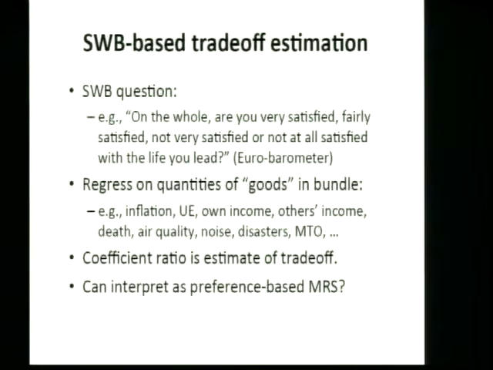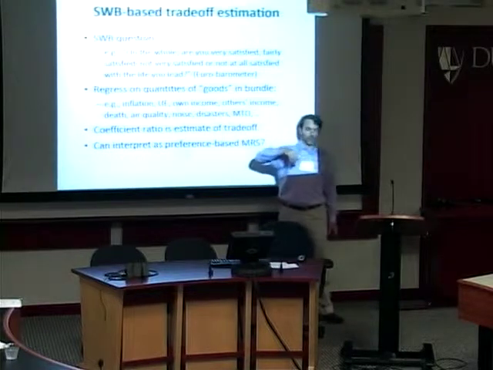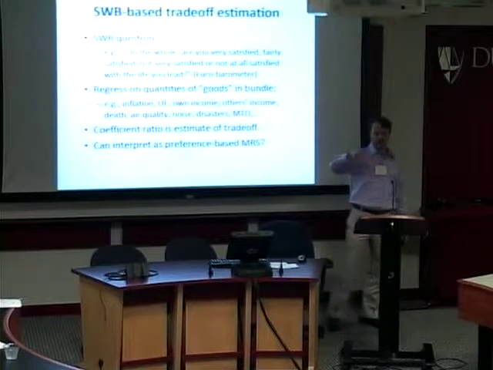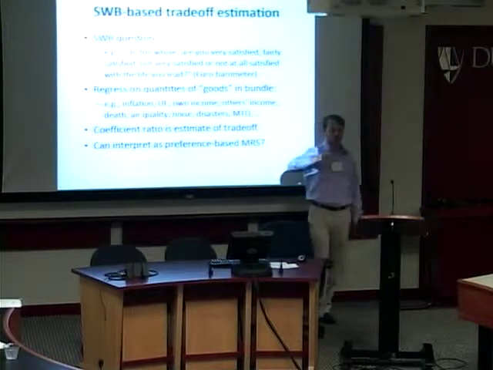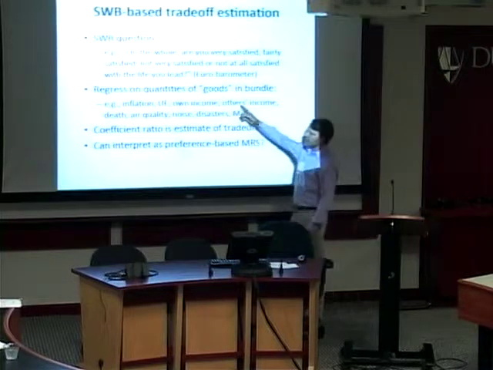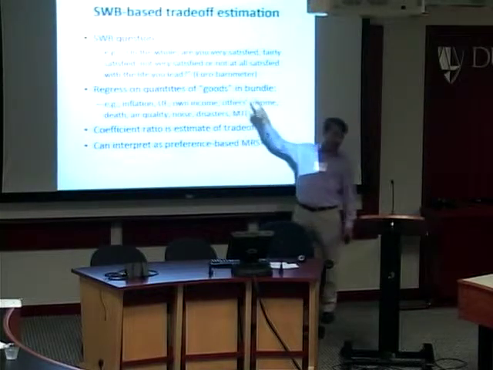So I talked about MRSs. Let me say something about happiness-based trade-offs. You take a happiness question everybody's familiar with. This is a life satisfaction question from the Eurobarometer. And you use it to estimate MRSs where choice data are unavailable. The inflation and unemployment example is a good one. We cannot estimate it from choice data because people don't typically choose between pairs of inflation and unemployment. But we do observe people under different regimes, inflation and unemployment combinations in different countries, at different times. So we can look at their life satisfaction, regress it on the levels of inflation and unemployment, and then the ratio between the coefficients in the regression would be the rate of trade-off, the SWB-based rate of trade-off.